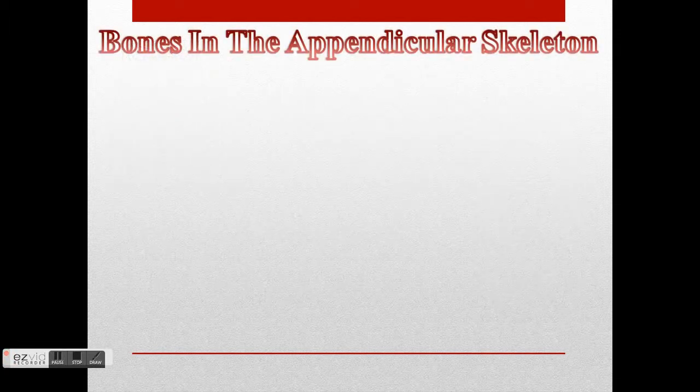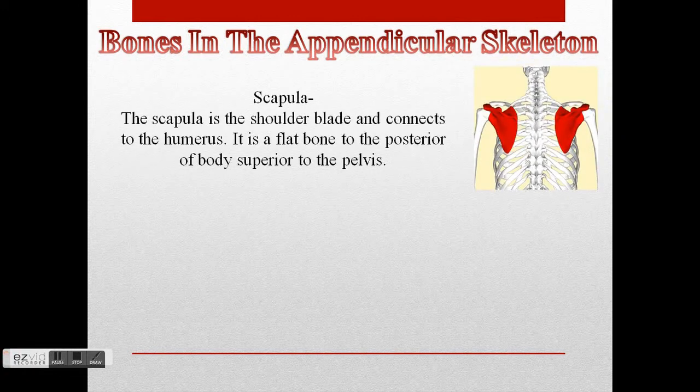Bones in the appendicular skeleton. The scapula is the shoulder blade and connects to the humerus. It is a flat bone to the posterior of the body, superior to the pelvis.